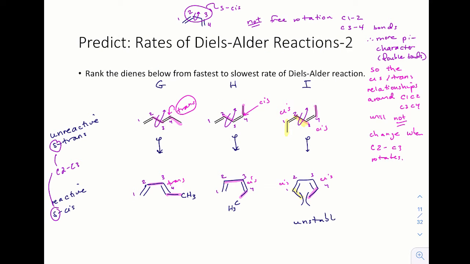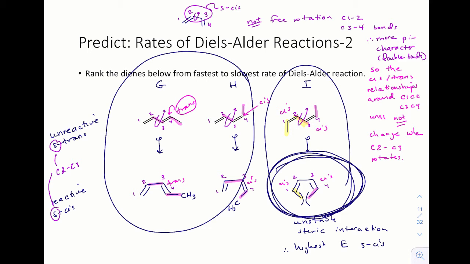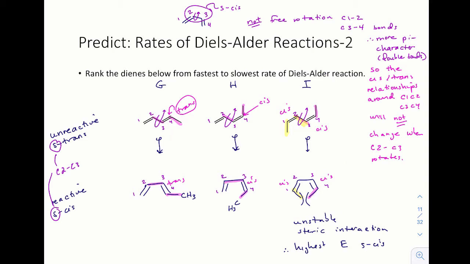Well, this unstable steric interaction certainly makes this S-cis conformation for I the highest energy. Thus, molecule I will have the lowest percentage of molecules occupying the S-cis conformation relative to molecules G and H. Thus, I will undergo Diels-Alder with the slowest rate.